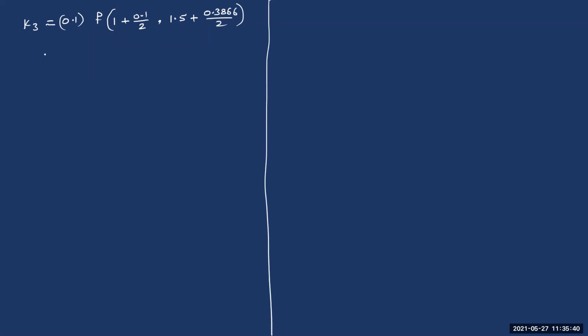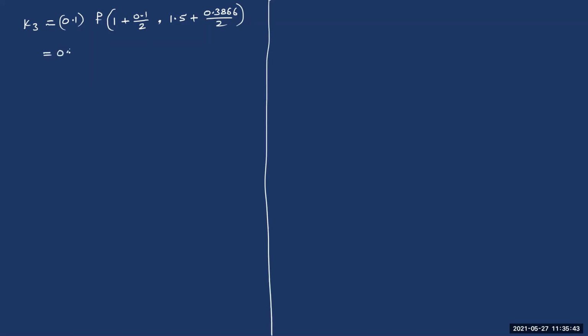Then K3 is equal to h into, so again 0.1 into f of x naught plus h by 2, you see. So it is 1 plus 0.1 divided by 2, x naught plus h by 2. Then comma y naught, which is 1.5 plus K2 by 2, you see. How much we got K2, that we should substitute here, 0.3866 divided by 2. Right, so let's simplify this.